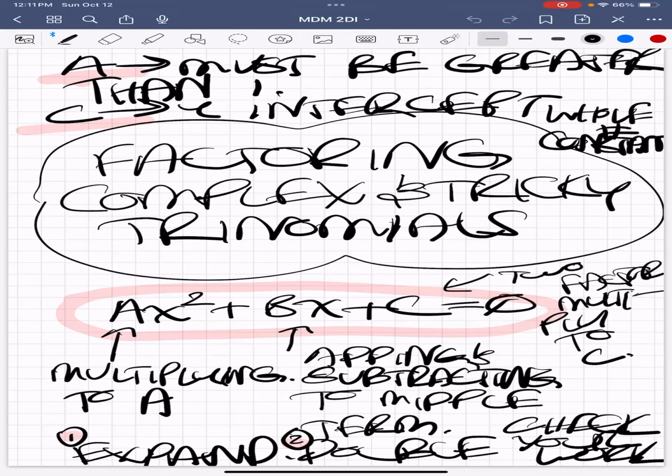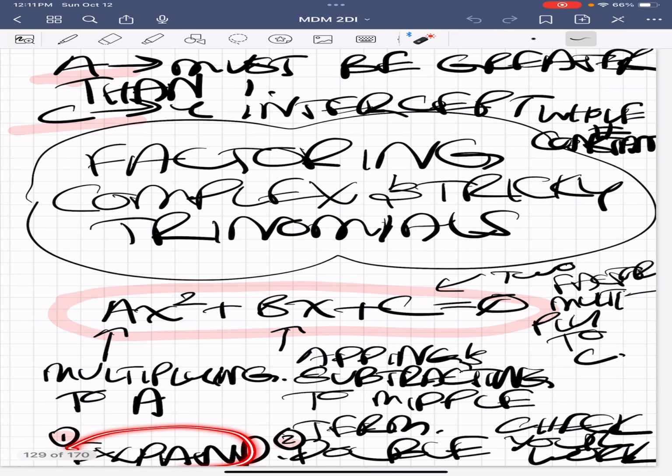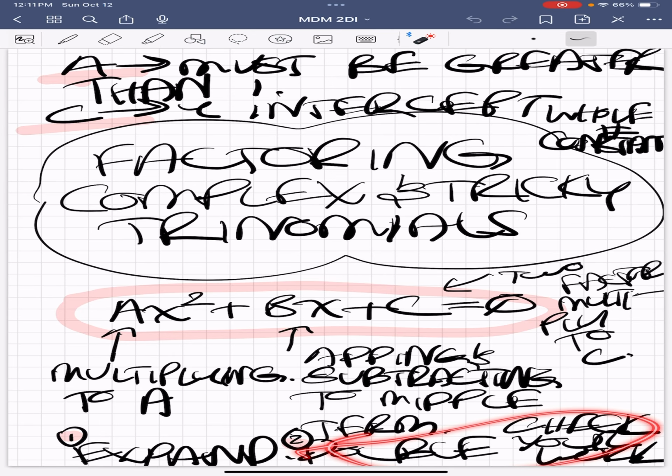Alright, hello. So today we're going to be tackling factoring complex and tricky trinomials. That happens when a is greater than 1, and again c is the y-intercept. We are going to be checking by expanding and double checking our work, and I'm going to explain how we factor complex trinomials, or tricky trinomials. It's where a trinomial needs to be factored and a is greater than 1.